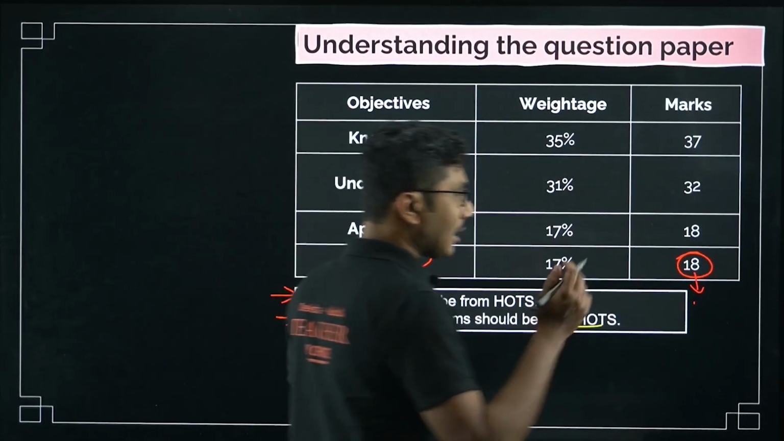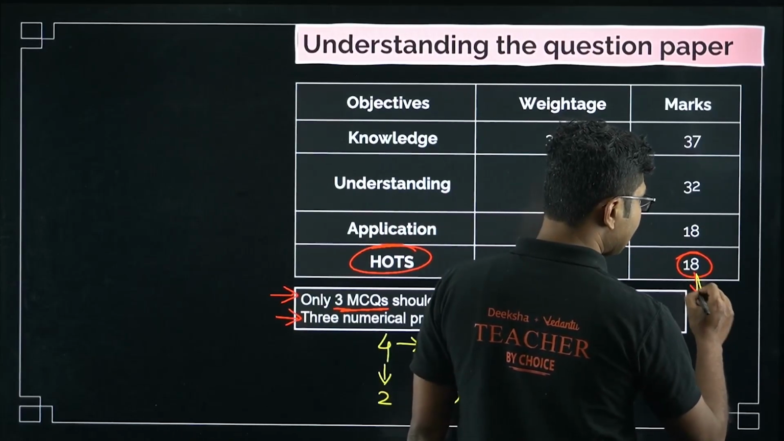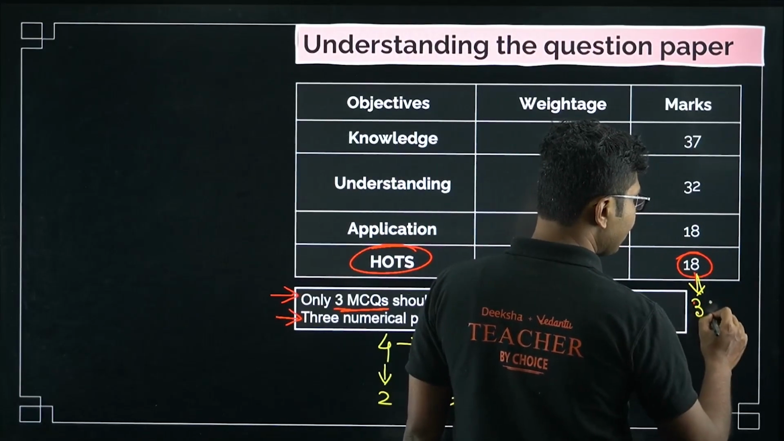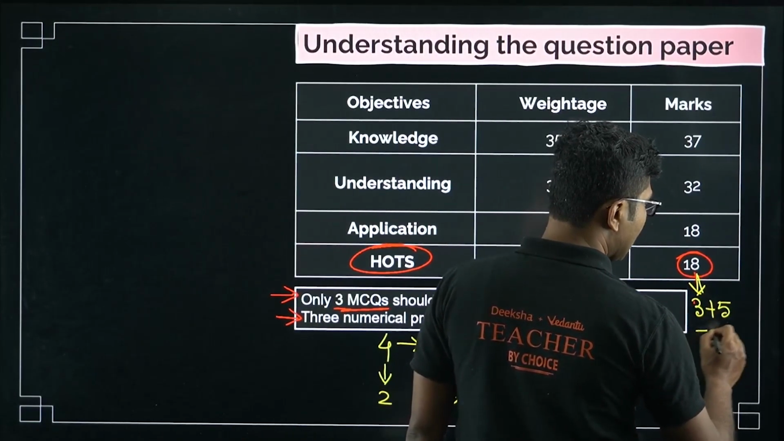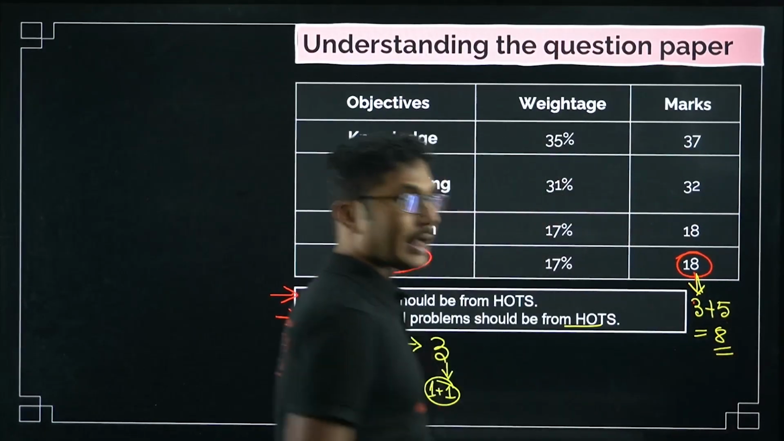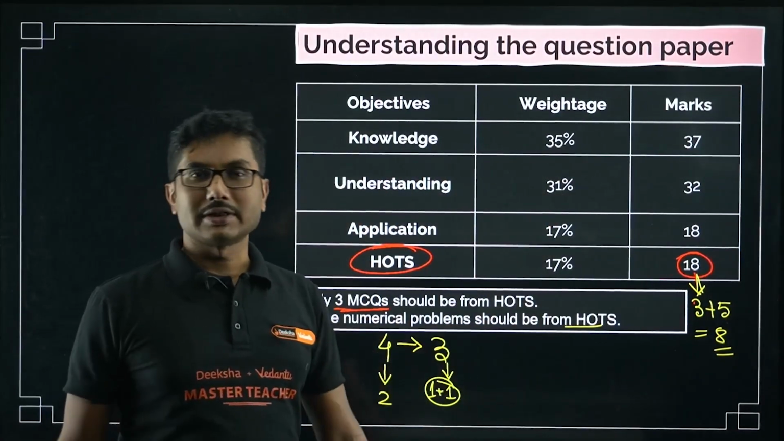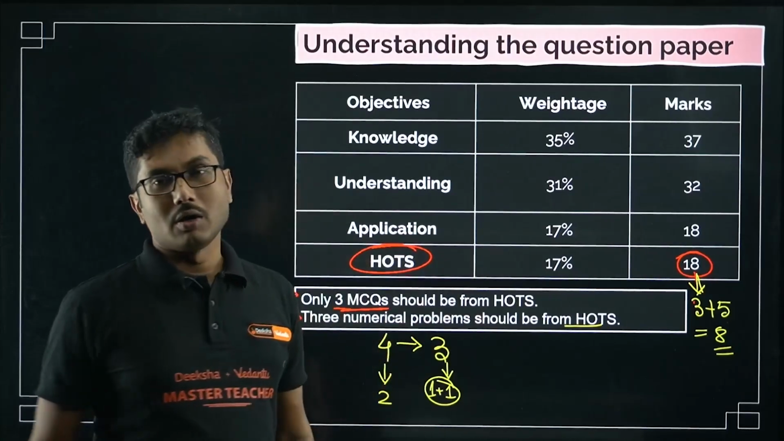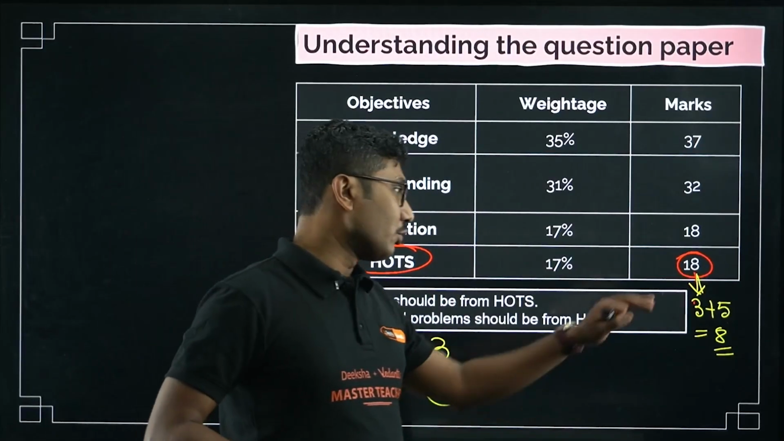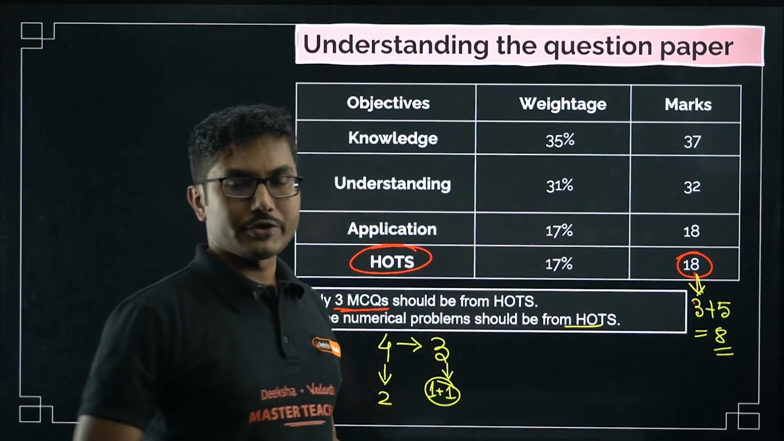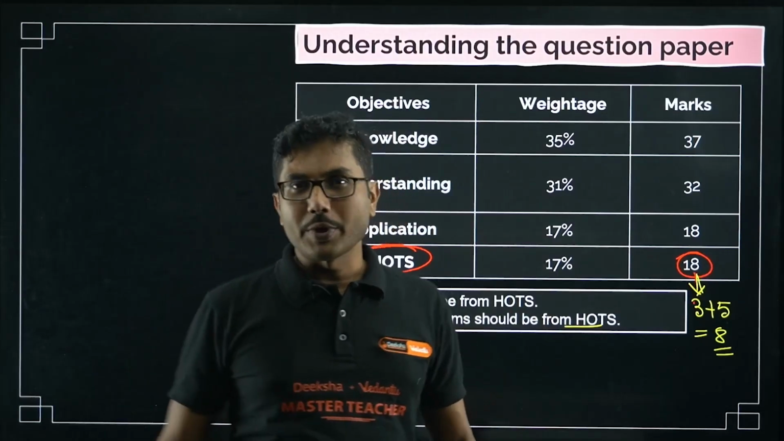So how many HOTS questions do you have to compulsorily answer? You have to answer 3 MCQs and 1 HOTS numerical. That is only 8 marks. If you answer those 8 marks sufficiently, you can score 70 out of 70. So don't worry too much about HOTS questions. HOTS questions are not super hot.